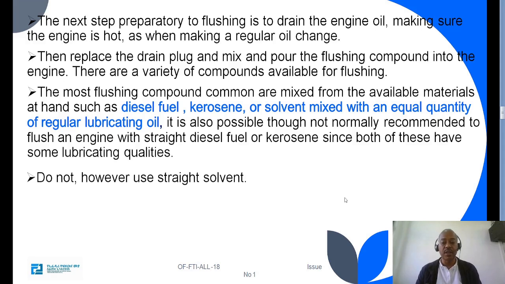There are a variety of compounds available for flushing. The most common flushing compounds are mixed from the available materials at hand, such as diesel fuel, kerosene, or solvent mixed with an equal quantity of regular lubricating oil. It is also possible, though not normally recommended, to flush an engine with straight diesel fuel or kerosene, since both of these have some lubricating qualities. Don't, however, use a straight solvent.